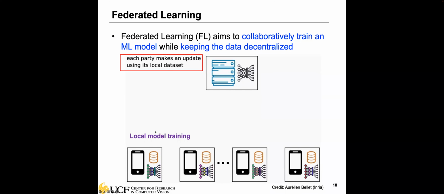And then each of the local clients will make an update using the local data set. So you have the model and you randomly initialize it. Then based on the local data, for client one, I'm going to train this model on my own data and make a model update. Let's say I'm training one epoch. I made an update to my model.